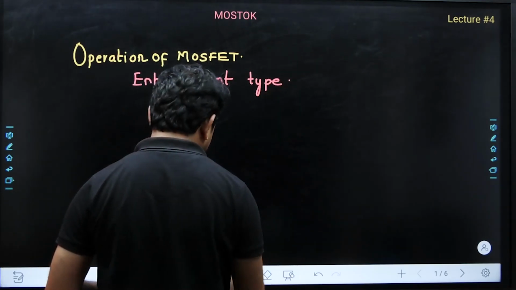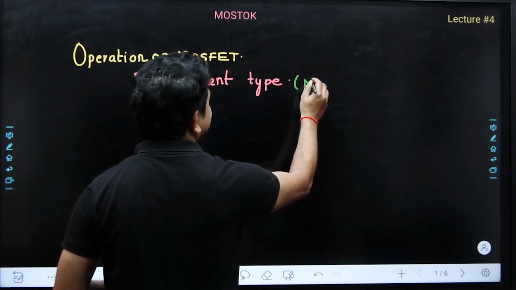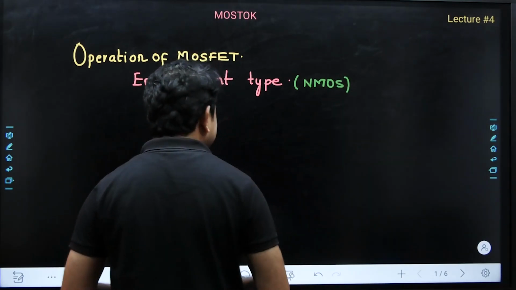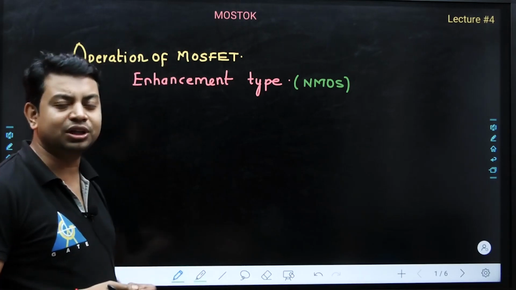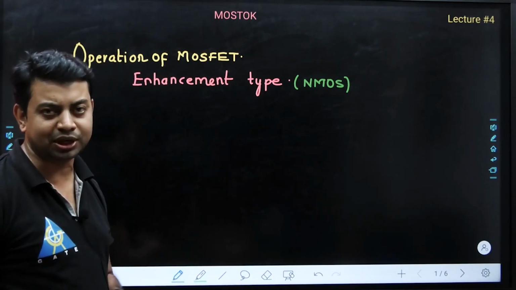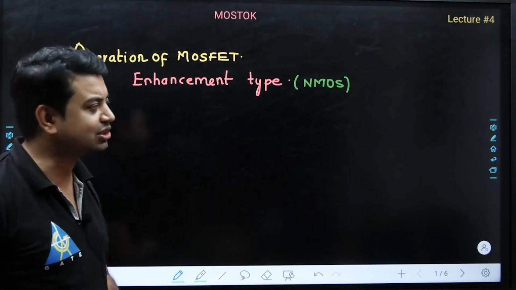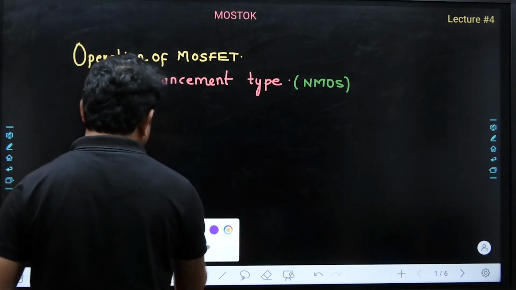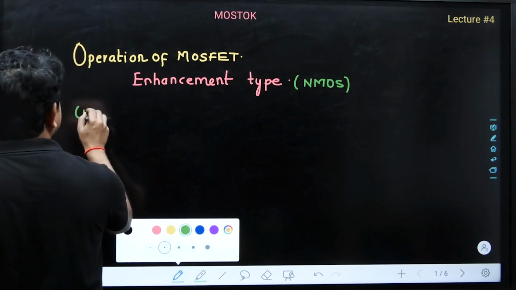So basically I am using an enhancement type MOSFET, and that too an NMOS, where we have to create a channel of electrons. This MOSFET has only one type of charge carrier, that is, it is unipolar: only one type of charge carrier is responsible for the current conduction. That's why it is called NMOS and PMOS.